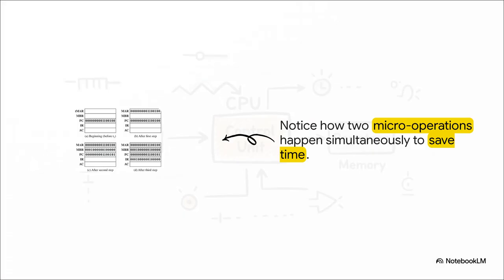Now, the true efficiency of this whole process lies in overlapping those actions. Pay close attention to that second step we just talked about. We're actually doing 2 micro-operations at the exact same time, reading the word from memory into the MBR and incrementing the PC. Because these 2 specific actions use totally different registers, they don't step on each other's toes. So our processor performs them simultaneously to save valuable time. This incredibly careful choreography happens every single time your computer fetches an instruction.